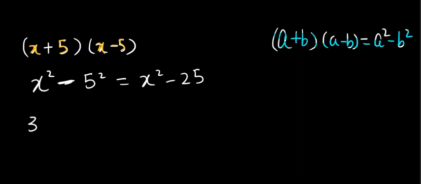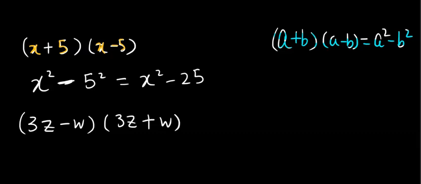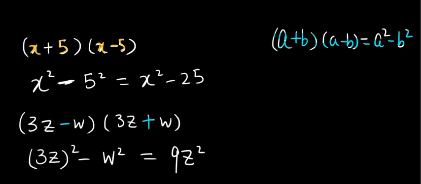Let's look at the next one. What if we have 3z minus w, and we have 3z plus w? And let's look at the rule. The rule is called sum and difference. Do we have a sum? Do we have a difference? That's right. So first term squared minus next term squared. Let's keep working on it. We have 9z squared minus w squared. That's it. That's how we use the sum and difference pattern.